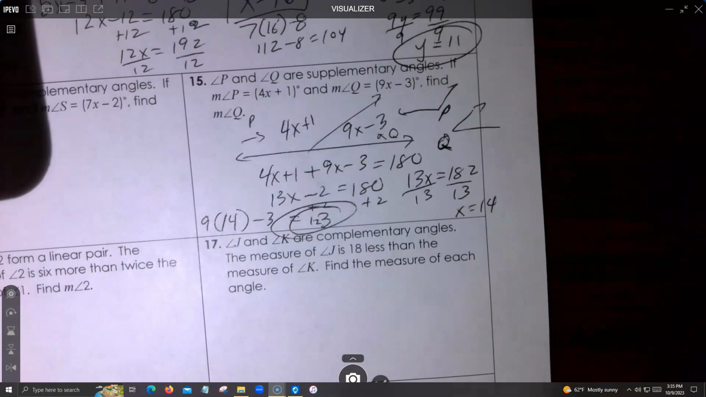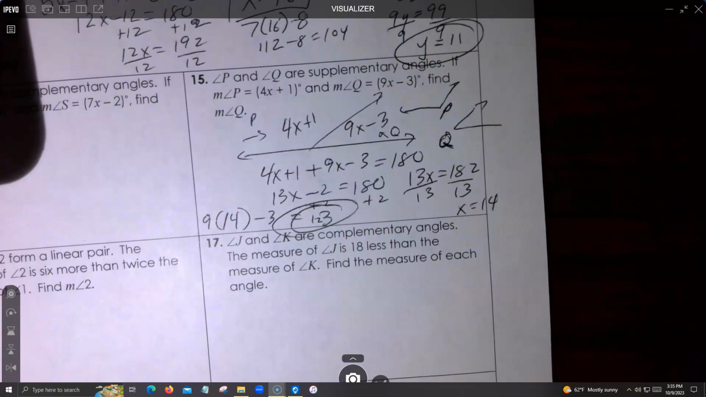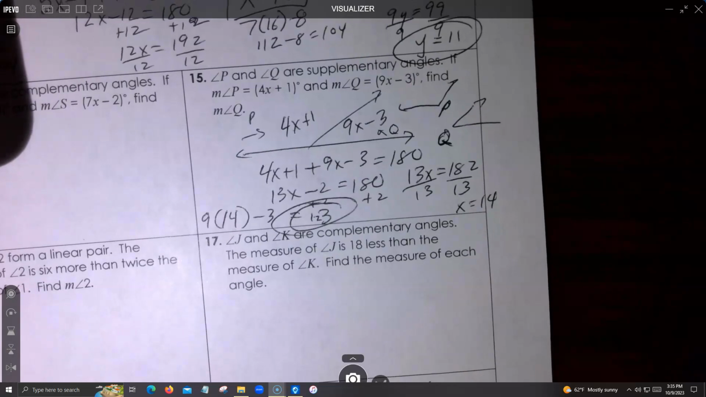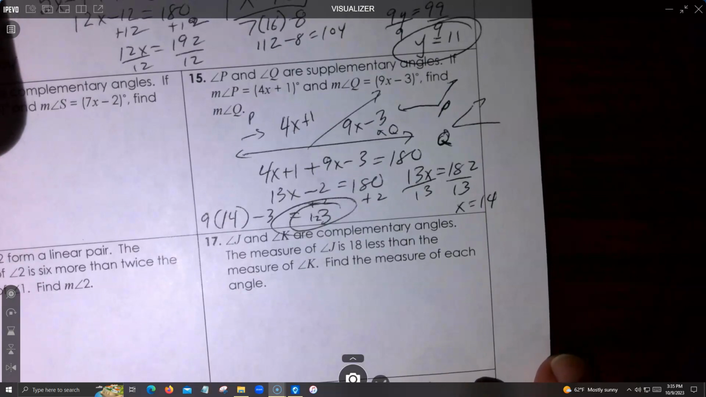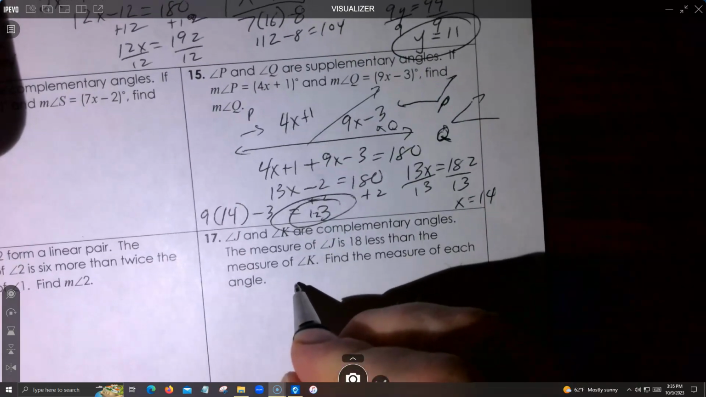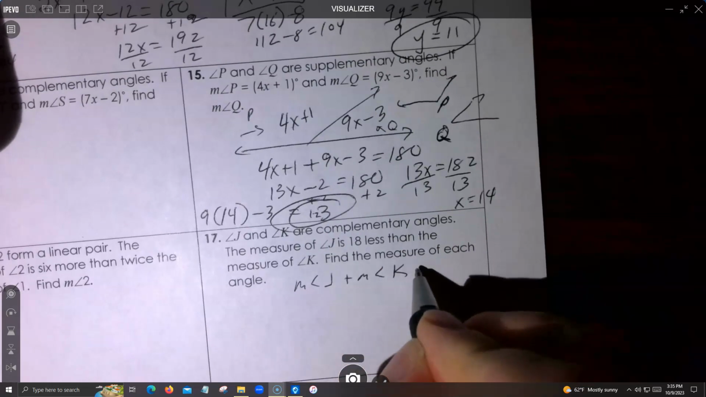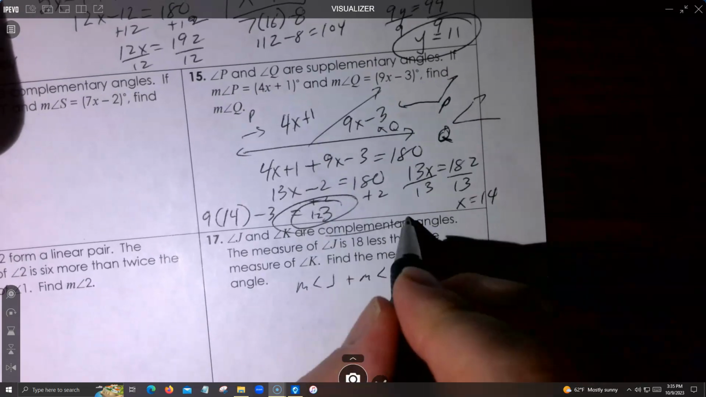All right. Number 17, J and K are complementary. The measure of J is 18 less than the measure of K. Find the measures of each angle. All right, I'm not going to draw a picture for this one. I'm just going to say, okay, so I know that the measure of angle J plus the measure of angle K equals 90 because it's complementary.